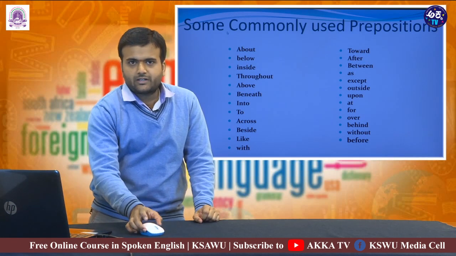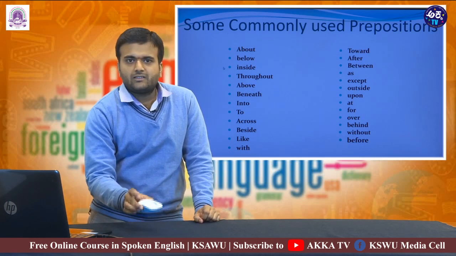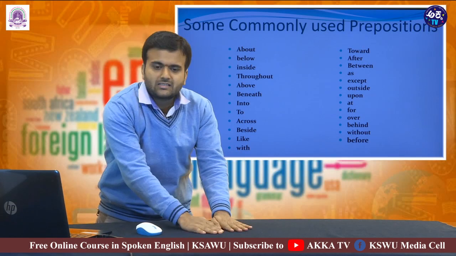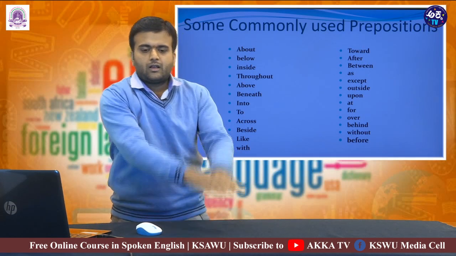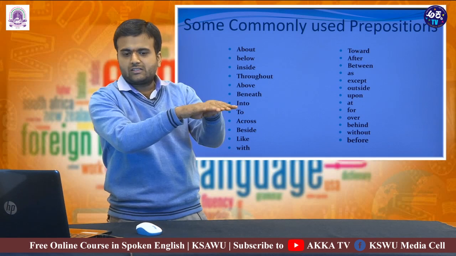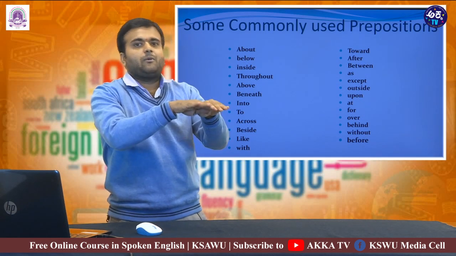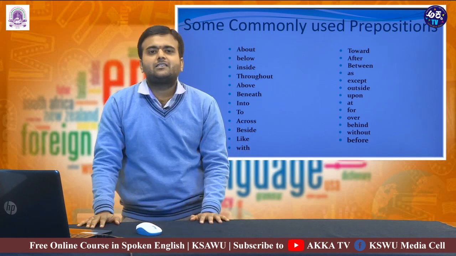This object is touching, this mouse is touching the table. So I use on. My hands are on the table. Now if I raise my hands to this level and I say my hands are above the table, I hope you are understanding this difference.